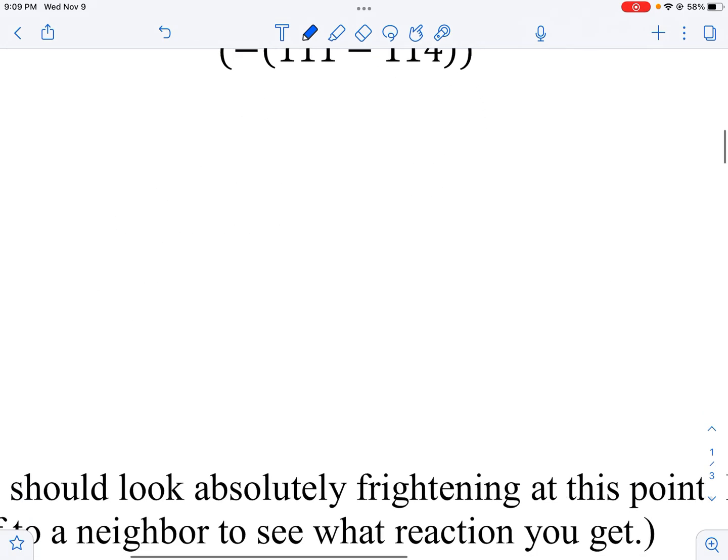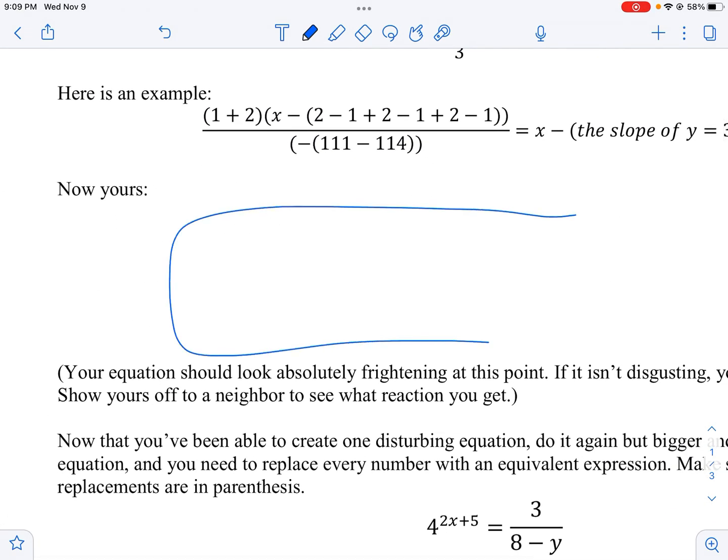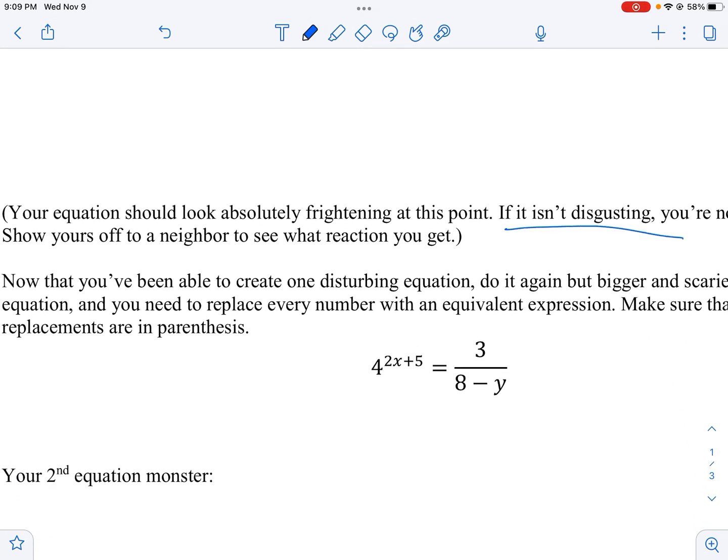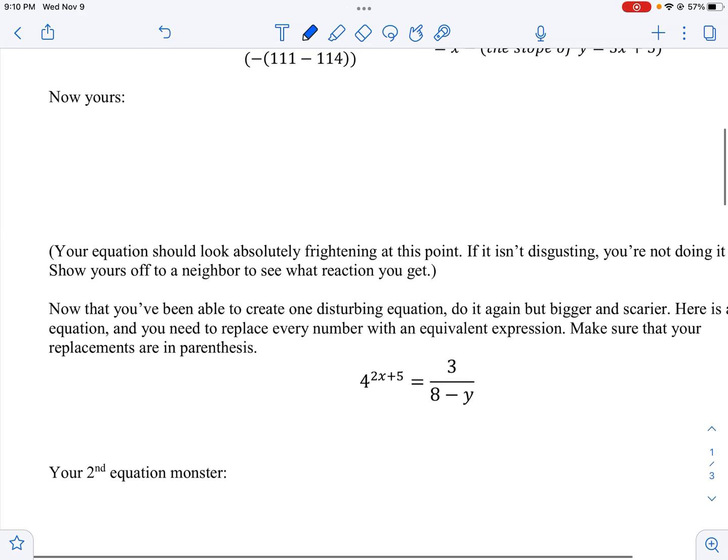Alright, did you do it? Did you make a thing here? Is it big and scary? Is it a monster? Yeah, you should have made a monster. If it's not disgusting, if it's not hideous to look at, you didn't do it right. Go back, make some more crazy replacements in there, and make a monster.